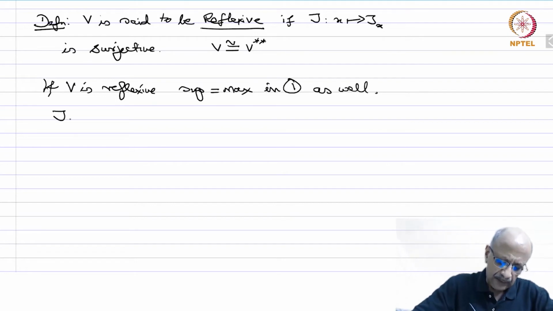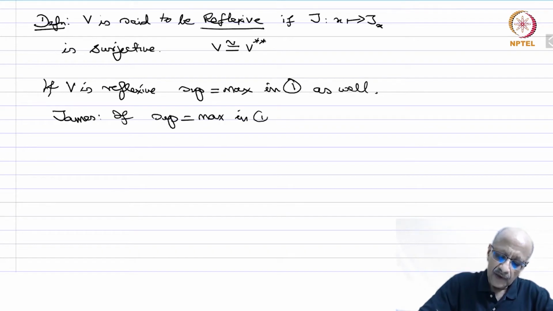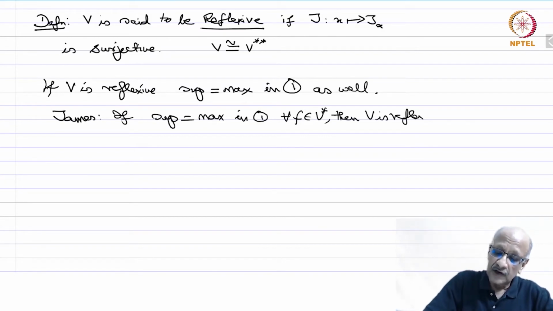So now there is a deep theorem of James. If sup equals max in 1 for all f in V star, then V is reflexive. So this is a necessary and sufficient condition. This we will not prove. So this is a very deep theorem. Now the dual space is always complete.